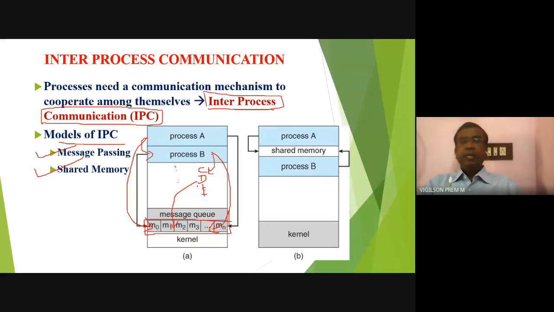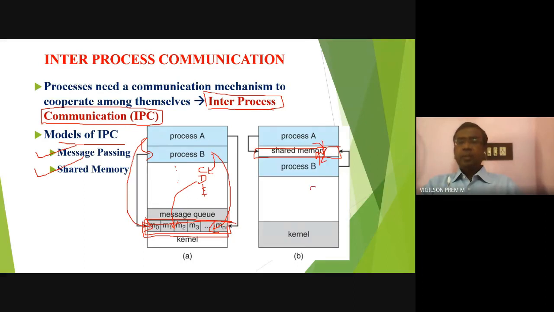Another way of communication is shared memory. As I already told, A and B will have a common memory that is shared by A and B. They can communicate through the memory. Two ways of communication: one is through message, another one is through memory. Message means one common message block will be there in the memory. That is a common place which can be shared by all other processes, but here it is individual. It is only between process A and B.